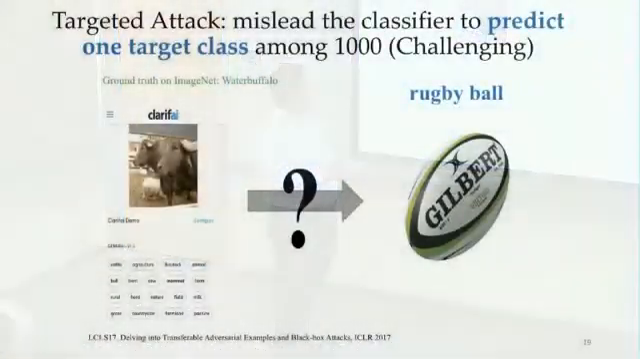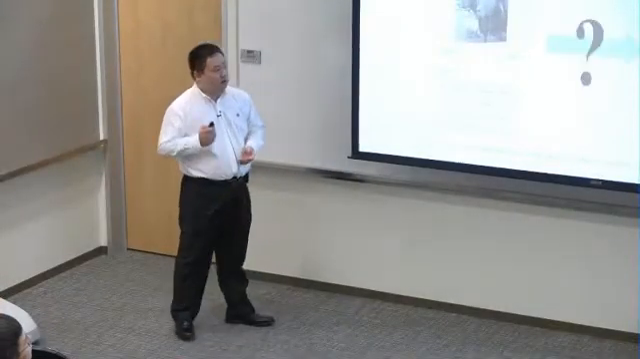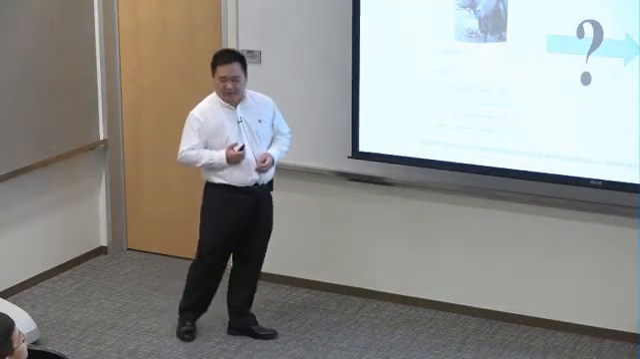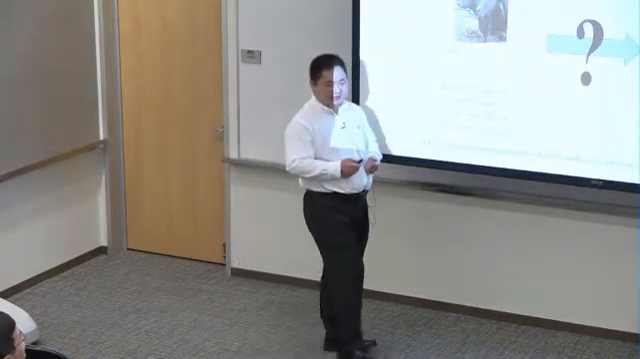So, okay, then here is the thing. For example, we have this water buffalo image, and clarify.com can also classify that very well. And then how can we make clarify.com believe that it's a rugby ball, right? So here we can see the concepts are very different from each other.